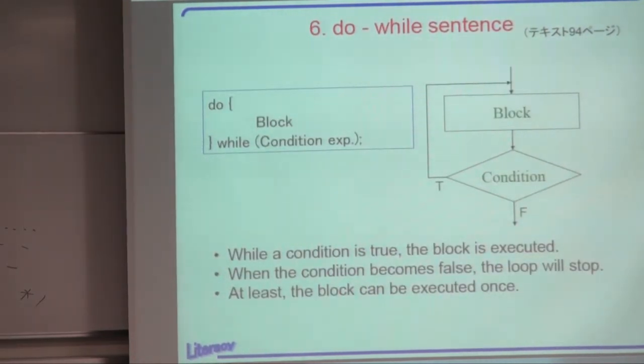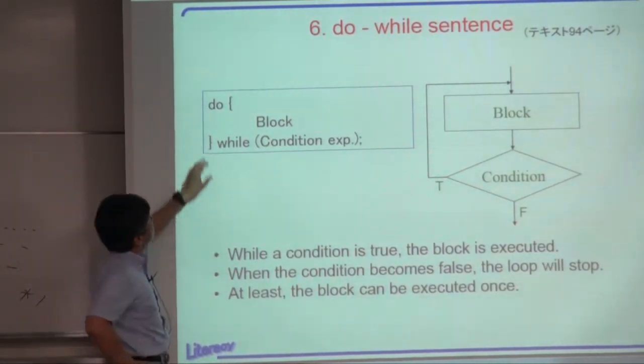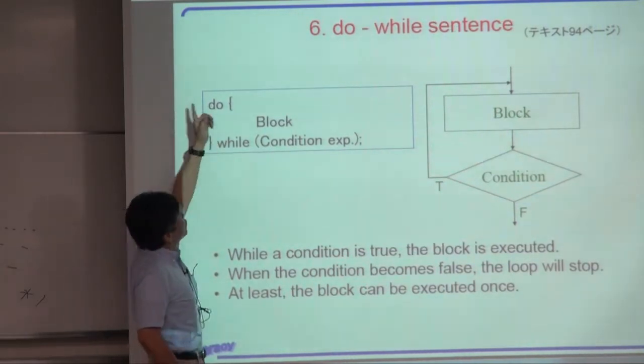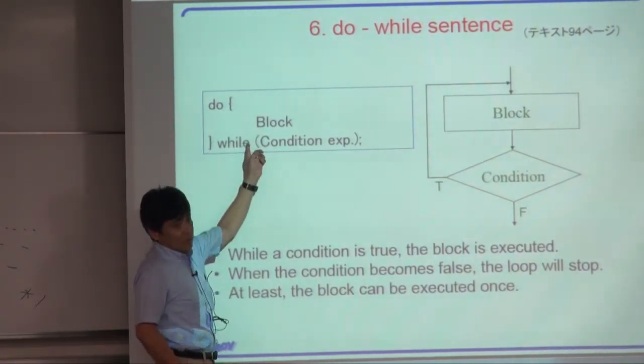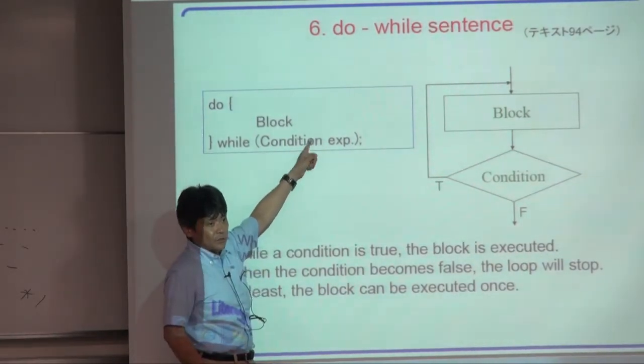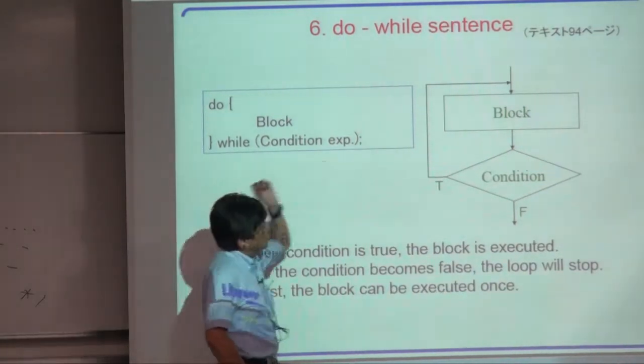Now the other loop sentence, the do while sentence. The typical format is as shown here: do, one block, and while, with one argument. This is the condition expression, the predicate. This is the execution flow.